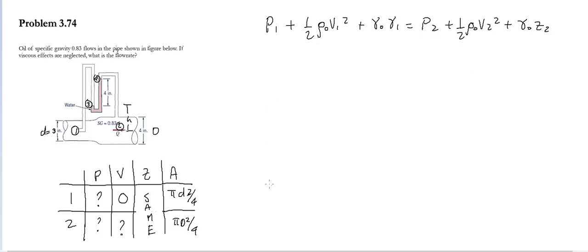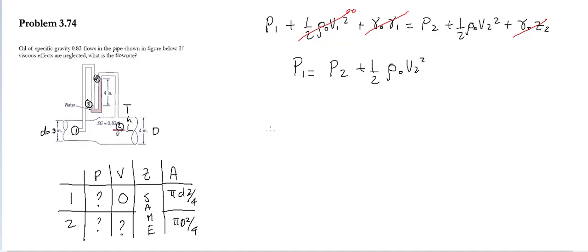We're going to cancel out the information based on what we have on the table. Velocity at point 1 is equal to 0, so this cancels out. And the elevations are the same, so this cancels with this. Then at the end, what you have is that P1 is equal to P2 plus 1/2 rho of the oil, V2 squared.